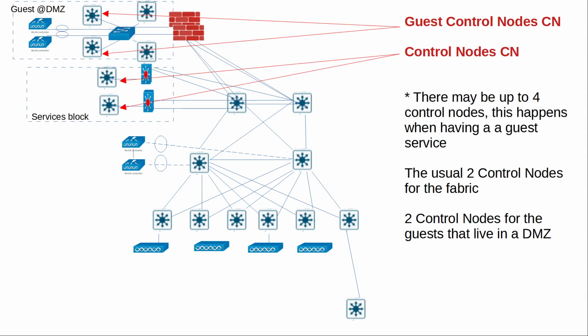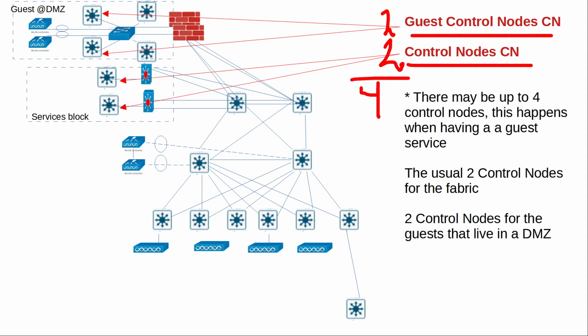In cases where I am designing my network to allow guest traffic, I am going to use two more control nodes that are known as the guest control nodes. So I have two control nodes for my corporate traffic and two guest control nodes for my guest traffic, for a total of 4 control nodes.